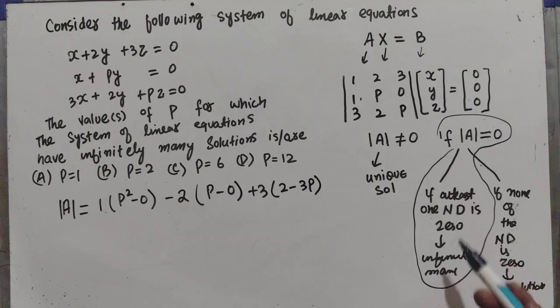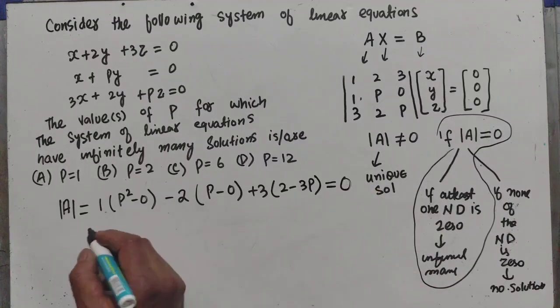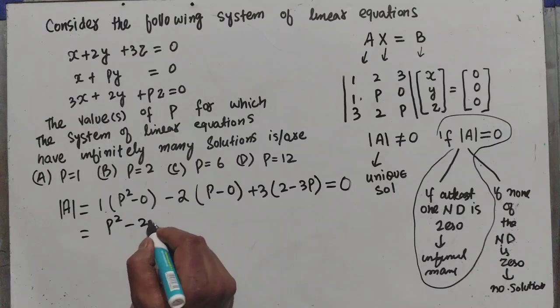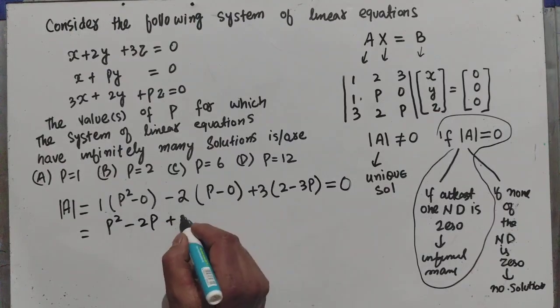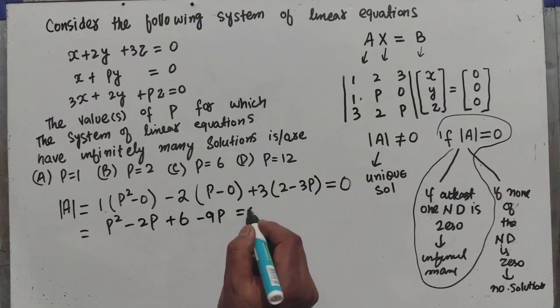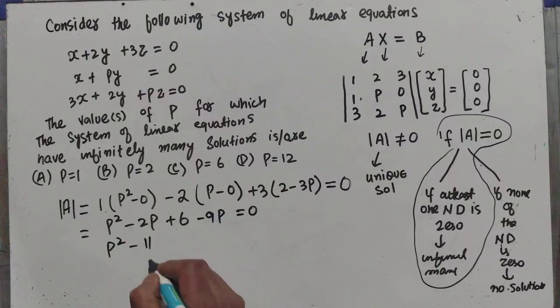For infinitely many solutions this determinant should be equal to 0. Solving it, we get p square minus 2p plus 3 twos are 6, then minus 3 threes are 9p should be equal to 0, or p square minus 11p. Let me see if I have done it correctly or not.